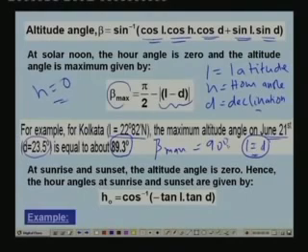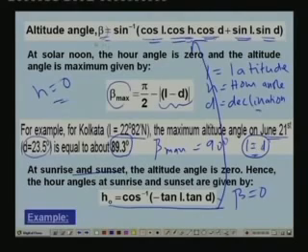Next, there is another important piece of information that you can get from this equation. At sunrise and sunset we know that the altitude angle beta is 0, as I have already explained to you. So we can find out the time of sunrise and sunset using this equation. If you substitute beta as 0 here, you can find out the hour angle at which the sun rises and sets. That hour angle is given by this expression, which is derived from this equation by taking beta equal to 0.